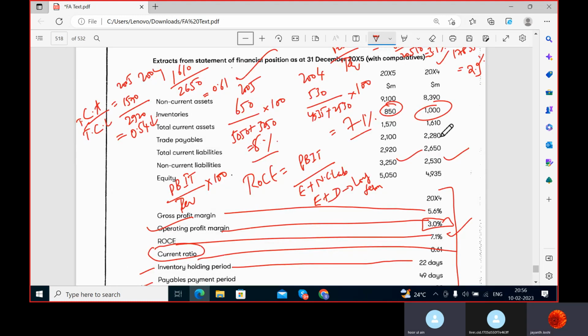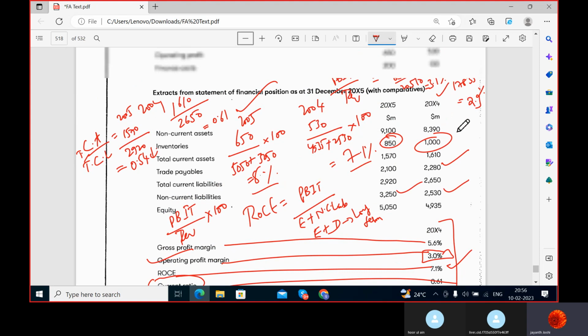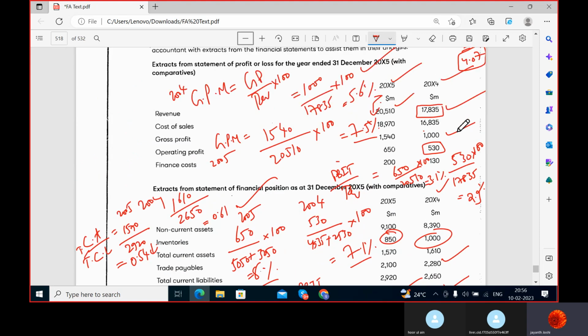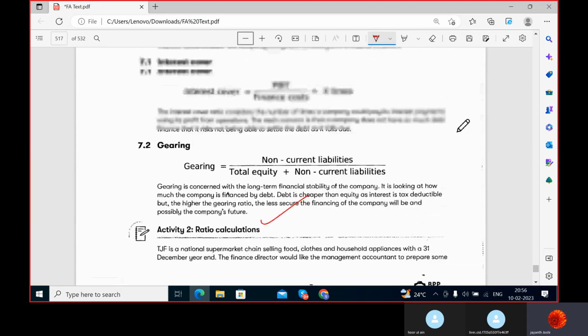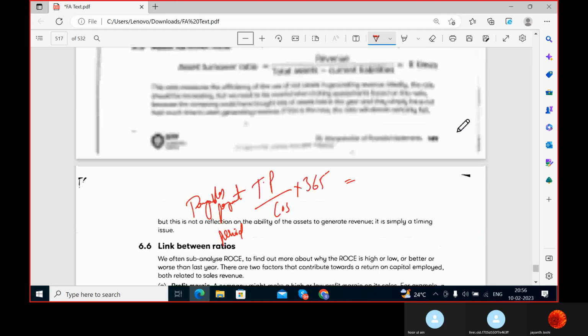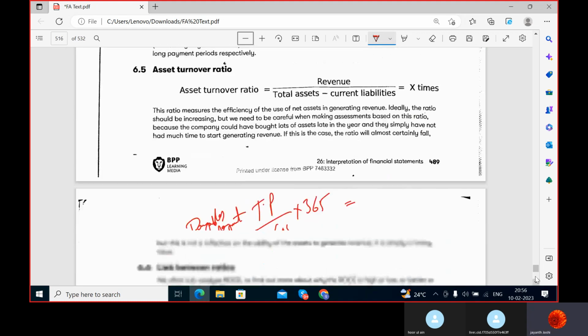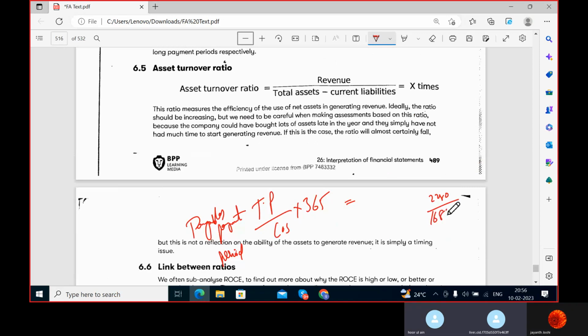Trade payables is 2,280 and then 2,100. So 2,280 by cost of sales 16,835, correct? Yes. 2,280 by 16,835. I'm getting 40.4 and 49.4. In this one it's 2,100 by 18,970 into 365. What did you get? 40.4 and 49.4.